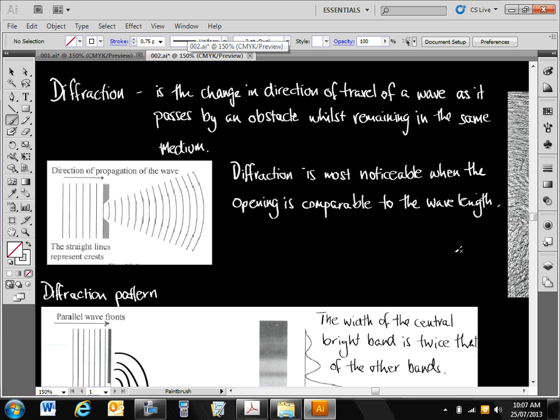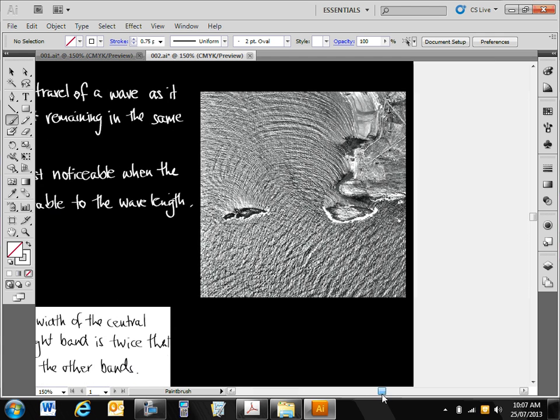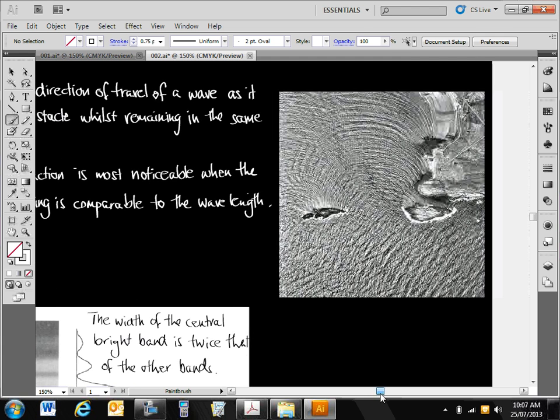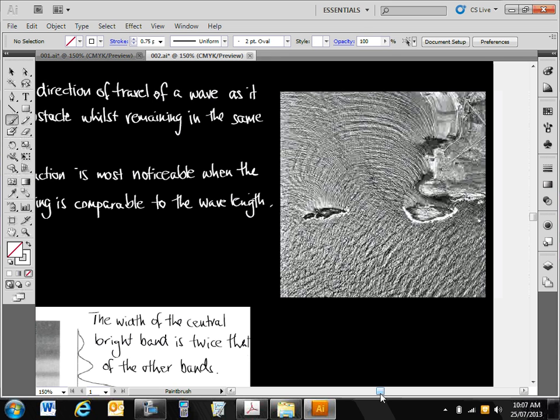We started to talk about diffraction. Here's a diagram of what diffraction looks like of water waves around an obstacle. So we have plane wave fronts moving in this direction through here. When they encounter this aperture here, which is comparable to the width of the wavelength, we see a bending of the wave around as it passes through that aperture.